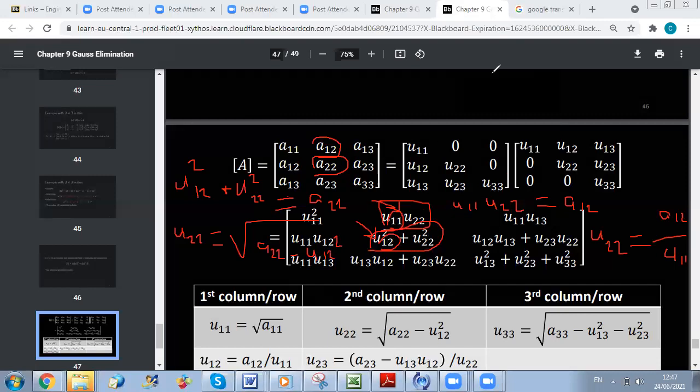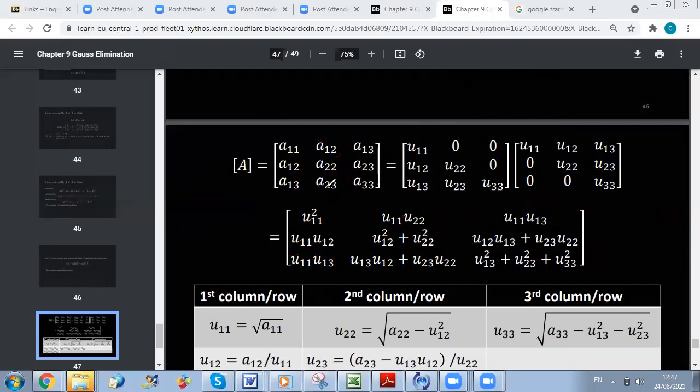Okay, and now I can proceed to calculate U23. If I want to calculate U23, then I will say that U13 times U12 plus U23 times U22 is equal to A23. And already from the previous step, I calculated U12, and I calculated U22 and U13. So the only unknown now will be U23. So I can get that U23 can be given from the following equation. It will be equal to A23 minus U13 U12 over U22.